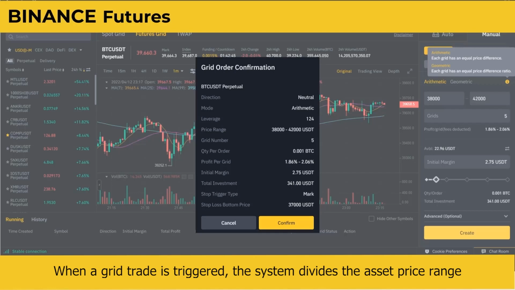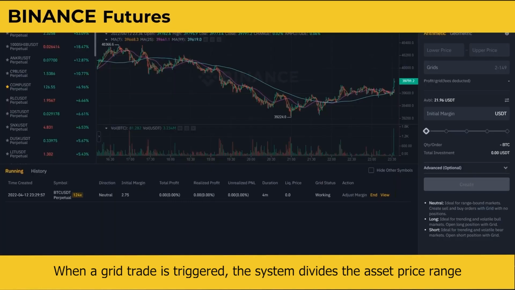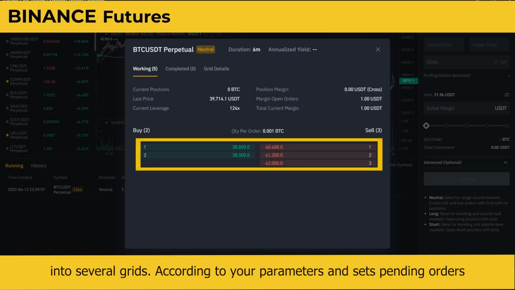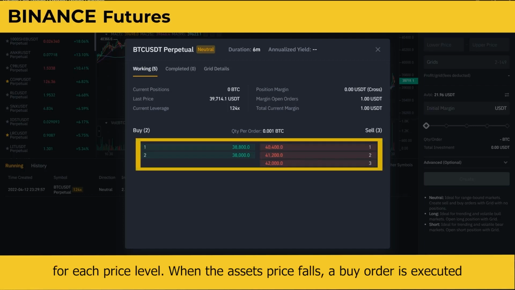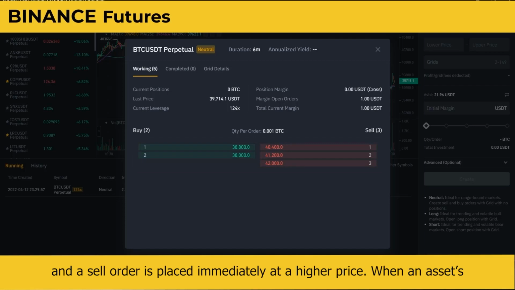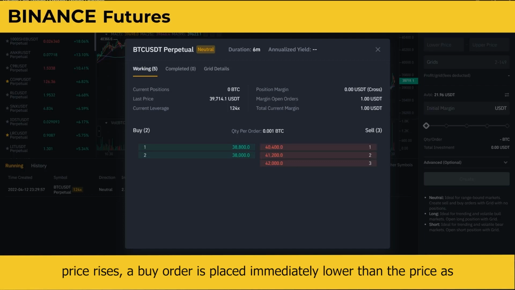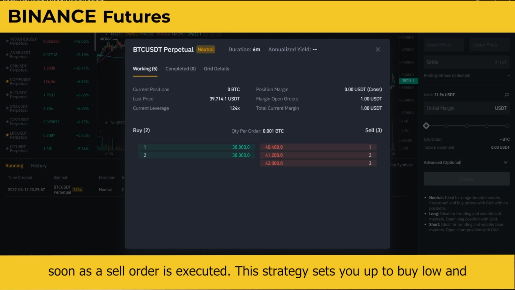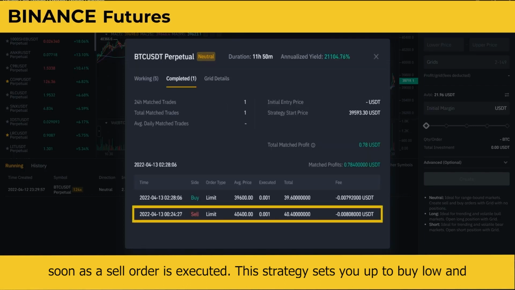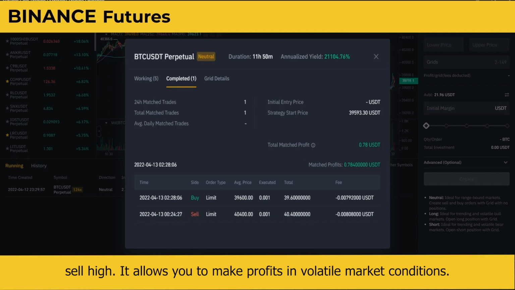When a grid trade is triggered, the system divides the asset price range into several grids according to your parameters and sets pending orders for each price level. When the asset's price falls, a buy order is executed and a sell order is placed immediately at a higher price. When an asset's price rises, a buy order is placed immediately lower than the price as soon as a sell order is executed. This strategy sets you up to buy low and sell high. It allows you to make profits in volatile market conditions.